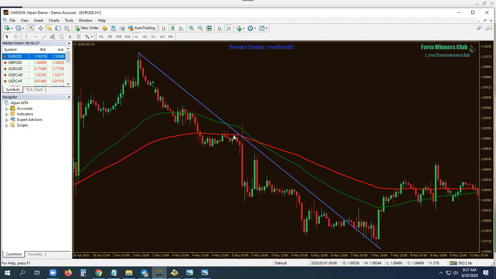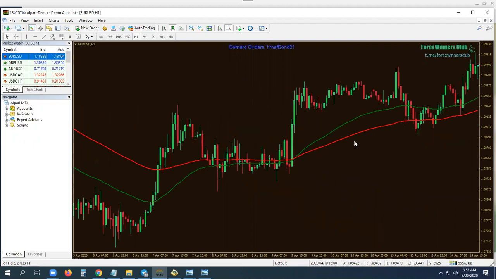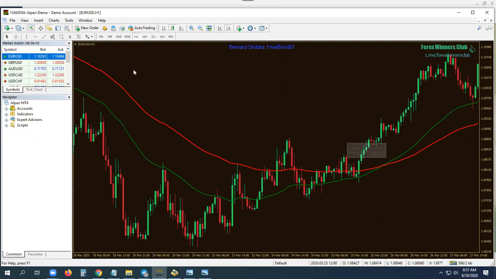High, lower high. Then we go here, high, lower high. I can connect them. And you can see the market reacted here. Let's go to another case and see a nice trend.